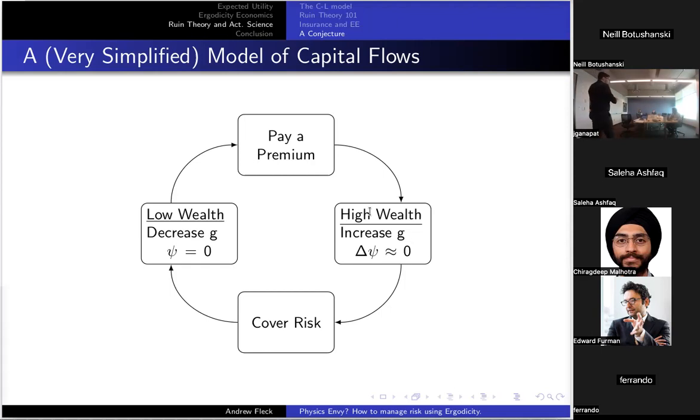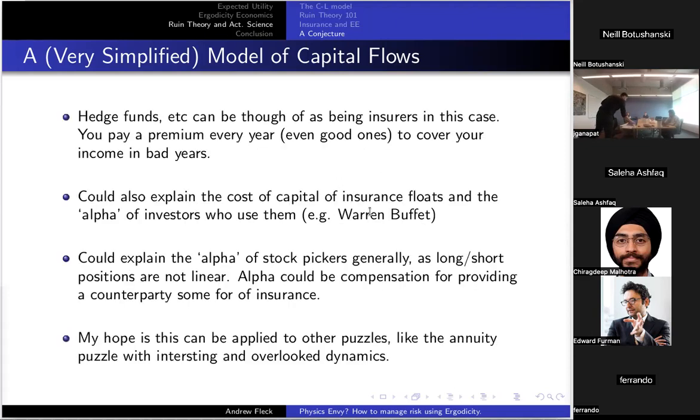No longer would we be just concerned with specifying a utility model. We'd actually be starting from what these people's preferences would be, keeping this in mind and then working through it. And I hope what you can do with this is explain all sorts of things, right? Hedge funds in this case would be thought of as insurers covering your income. I mean, they almost explicitly are that. You could explain why there's a low cost of capital in insurance flows and how it drives the so-called alpha of certain investors like Warren Buffett, and stock pickers generally.